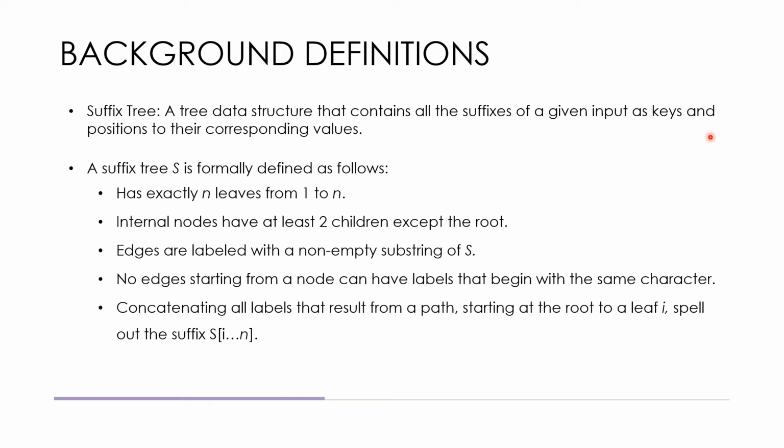Edges can be labeled with a non-empty substring of S. Also, no edges starting from a node can have labels that begin with the same character. And then concatenating all the labels that result from a path starting at the root to leaf i spells out the suffix in the string from i to n.